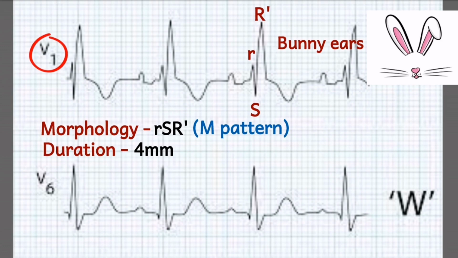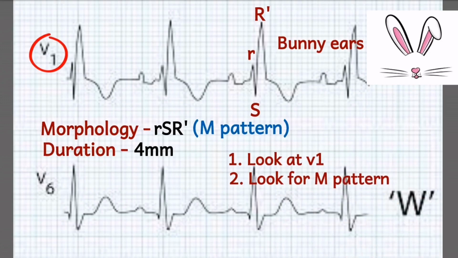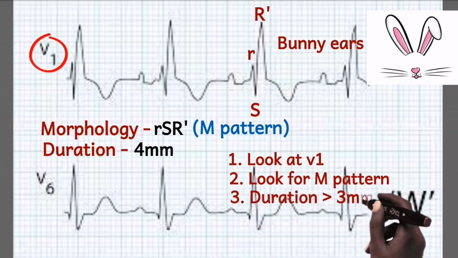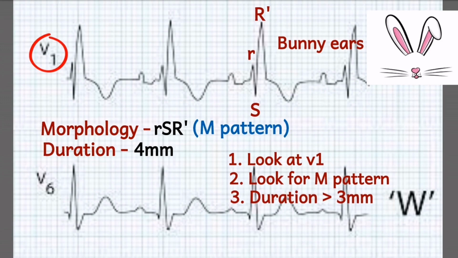And so in summary, you look at V1, then you look for the M pattern, and then the duration for more than 3 millimeters. Now you would agree with me that if the right bundle branch is incompletely blocked, you may have the M pattern, but because it is not completely blocked, the impulses may reach the right ventricle relatively faster, making the duration somewhat normal.